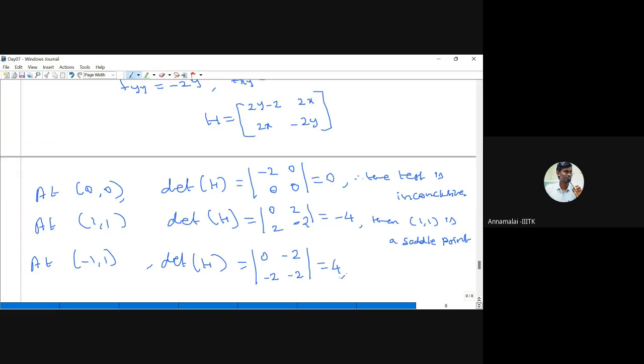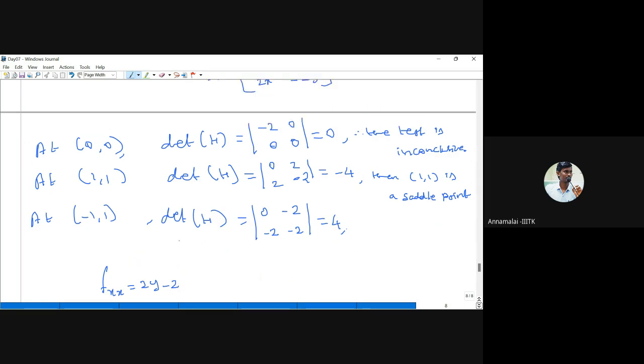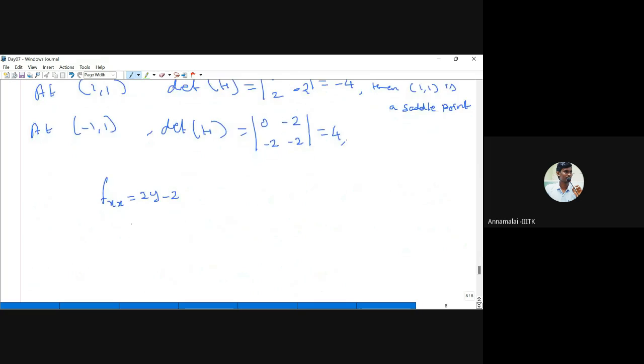Now it's positive. Now we want to find whether fxx is positive or negative. So what is fxx? Fxx is nothing but 2y minus 2, right? At the point minus 1 comma 1, what is the value? Is it positive or not? At this point, x equal to minus 1, you will not get anything. But if we substitute y equal to 1, you get 0.